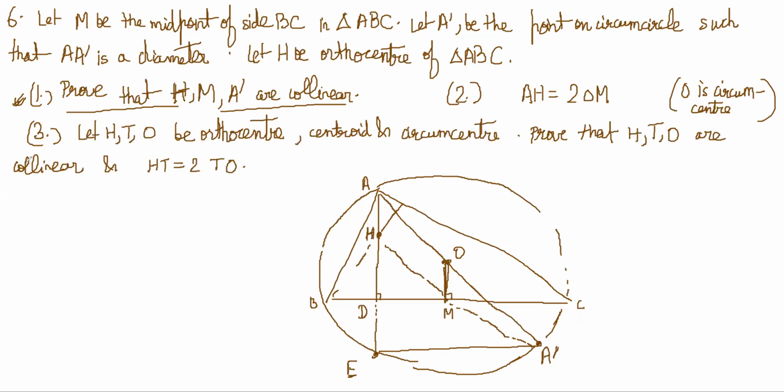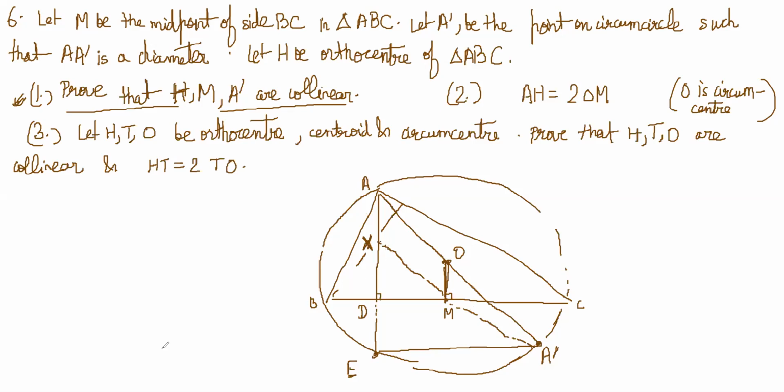Everyone can see that OM and AX are parallel. Let's say this point is X. The intersection point of A dash M and AD is not known to be the orthocenter. It could be any point, right? We want to prove that they are collinear. So let's say X is the point where this A dash M meets AD.